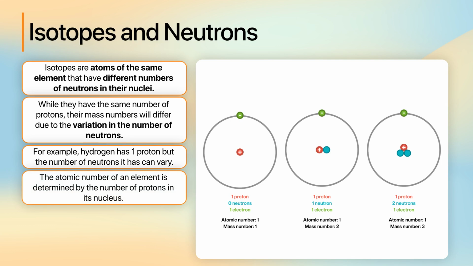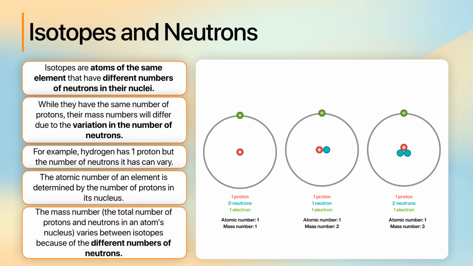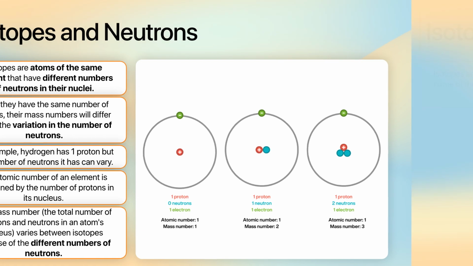The atomic number of an element is determined by the number of protons in its nucleus. Since isotopes of an element have the same number of protons, they share the same atomic number, which is what determines the element's identity. However, the mass number, which is the total number of protons and neutrons in an atom's nucleus, varies between isotopes because of the different numbers of neutrons.